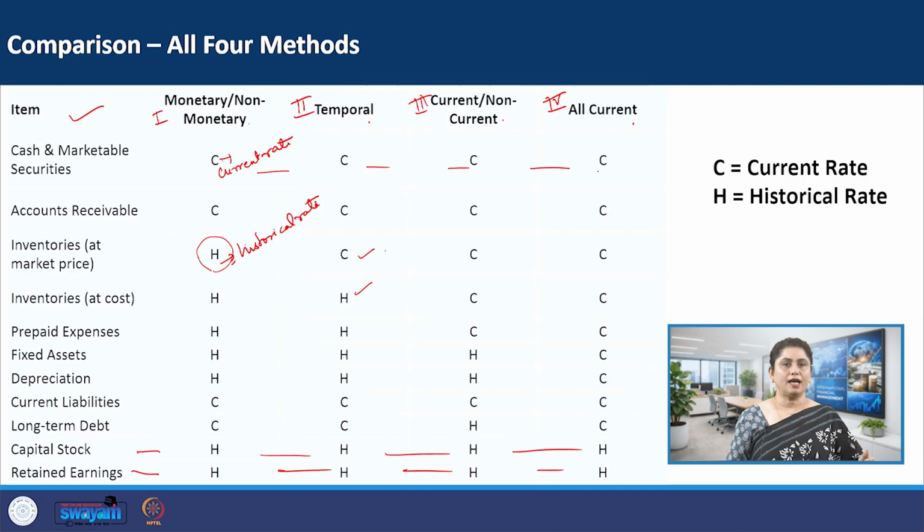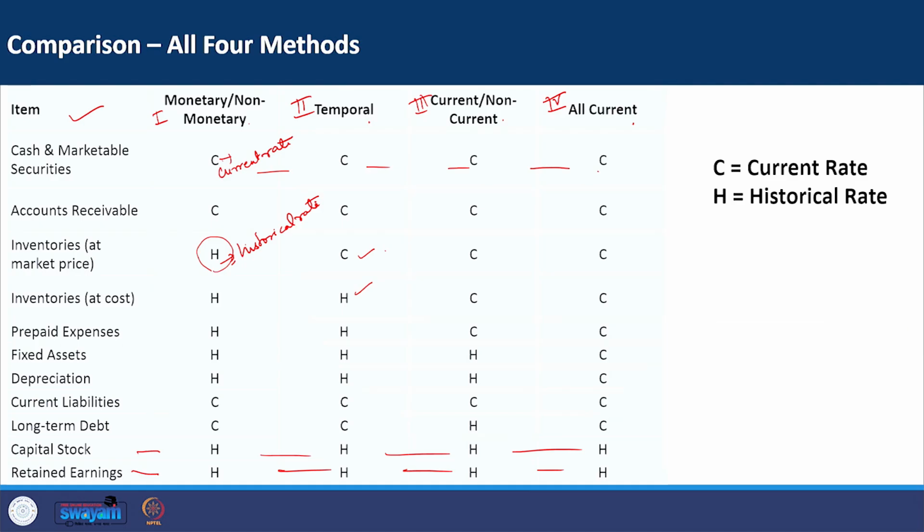So now looking at how these four methods compare across specific balance sheet items, because this is where the practical differences between the methods become very clear. Now if we look at the comparison table, a few observations come out. Cash and accounts receivable follow the current rate under all methods. They are monetary items by any classification, and their home currency value changes directly with the exchange rates.